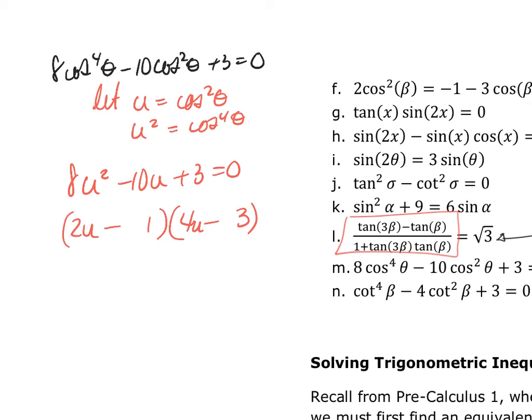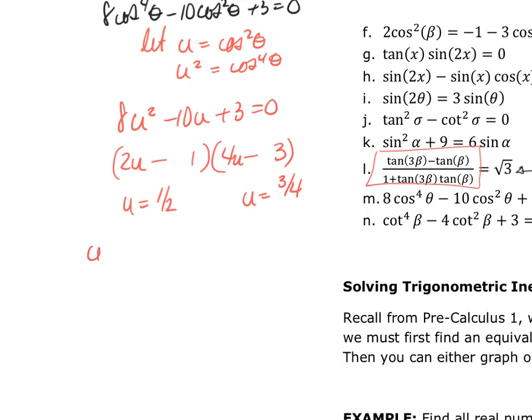Okay, so what I have is u is equal to 1/2 and u is equal to 3/4. Do you agree to that? Am I solving for u, however? No, I am solving for cosine squared. So cosine squared theta is equal to 1/2 and cosine squared theta is equal to 3/4.